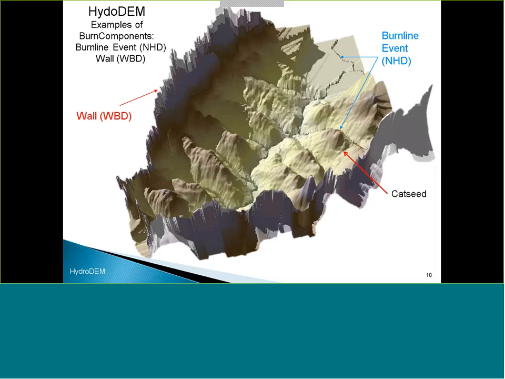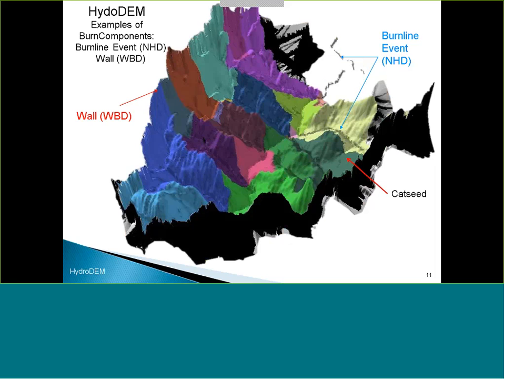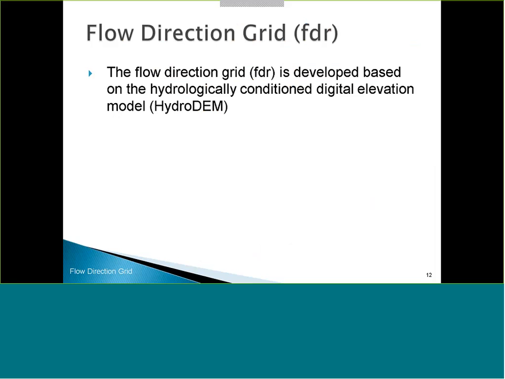For this purpose, the locations of the rivers represented by the burn line event are burnt into the Hydram. The surface can then be used to create the FDR and catchments. The catchments are identified by unique colors, each representing a drainage to a specific flow line.